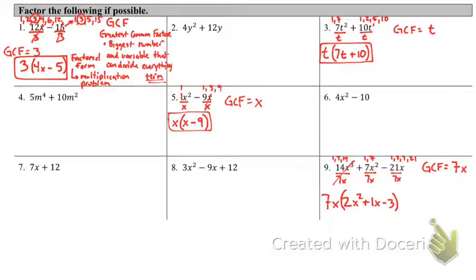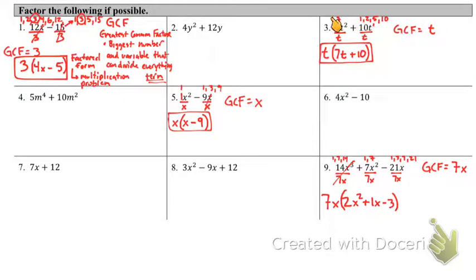Okay. So real quick, I have a question on number 3. How did I get the t here by itself? So remember, we're going to go in this process. 7 and 10, do they have a common factor? And the answer is no. We cannot use 1. So that's why you don't have a number here.